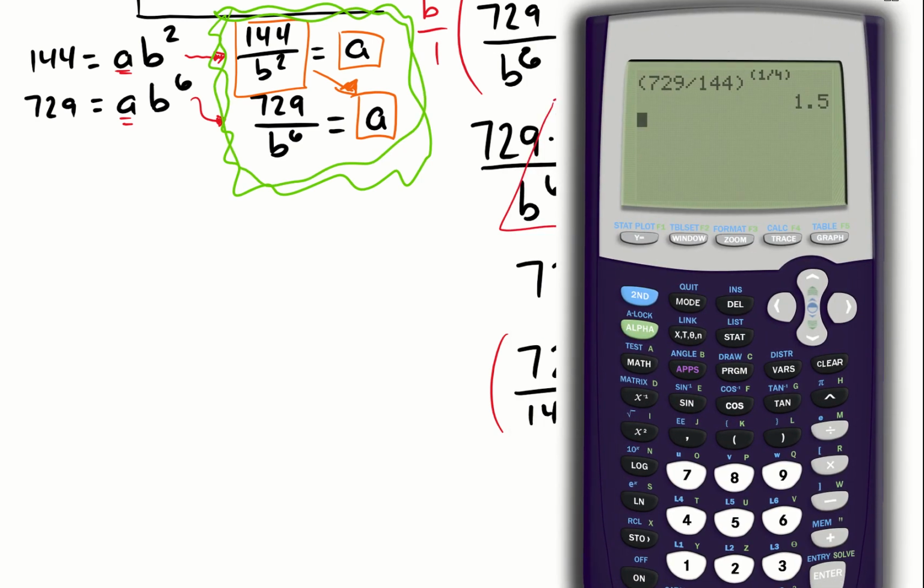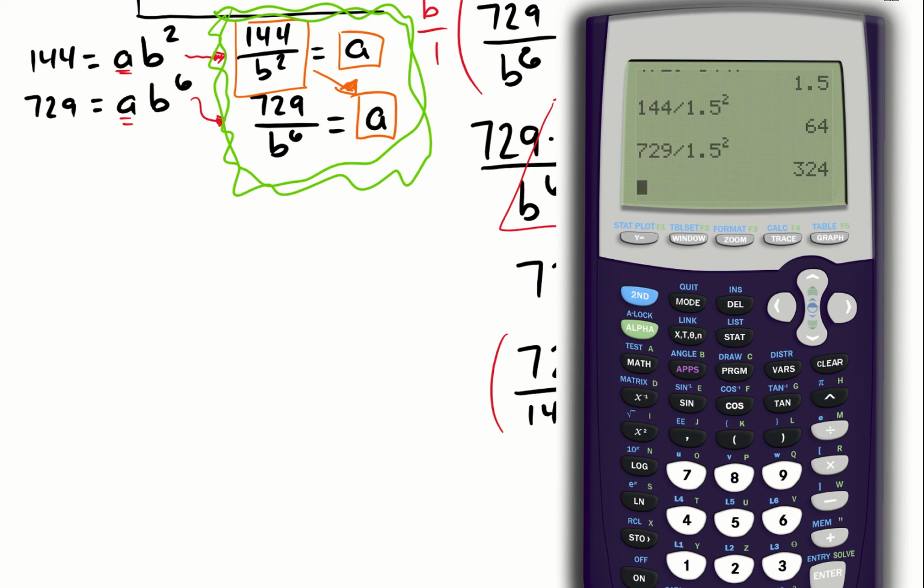On one of them, I'm just going to say, look, a should be 144 divided by that value b I found, squared. When I do that, it tells me that a is 64. And I'm going to do it with the bottom equation too as a check. If I take 729 and I divide that by, I'm going to grab that b again, there's b. And I'm just going to square that.